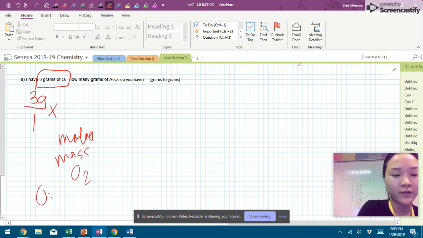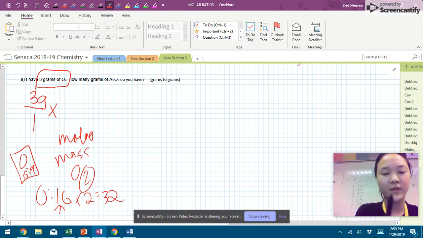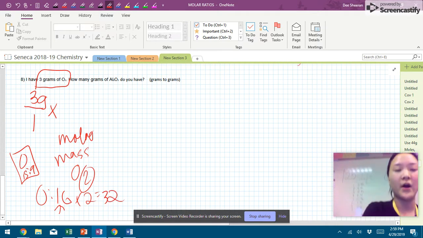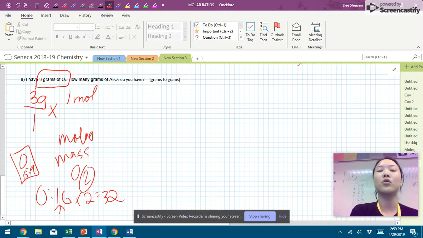So O has the value of 16 on your periodic table. 16 comes from your periodic table, that little square on there. 15.9, pretty much 16. I have 2 of them, so times 2. That gives you 32. Okay? So now we have 3 grams times 1 mole. So remember, the 1 goes on top if you're doing it in the beginning of the process. If you're doing grams to moles, the moles goes on top, which is the 1, and the big number goes on the bottom.